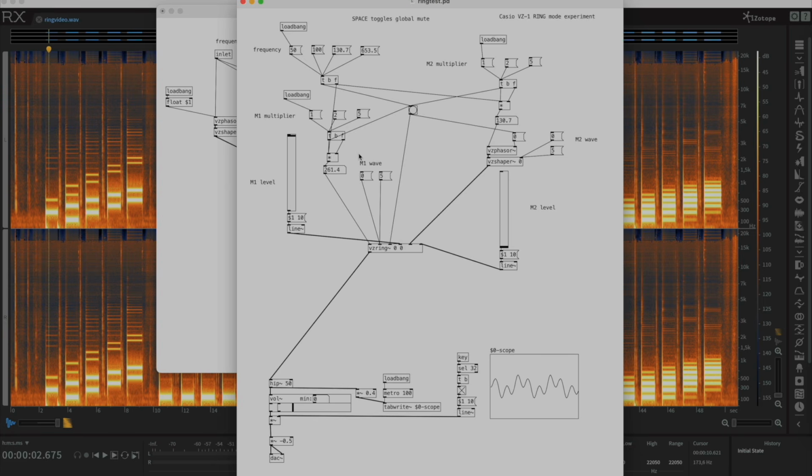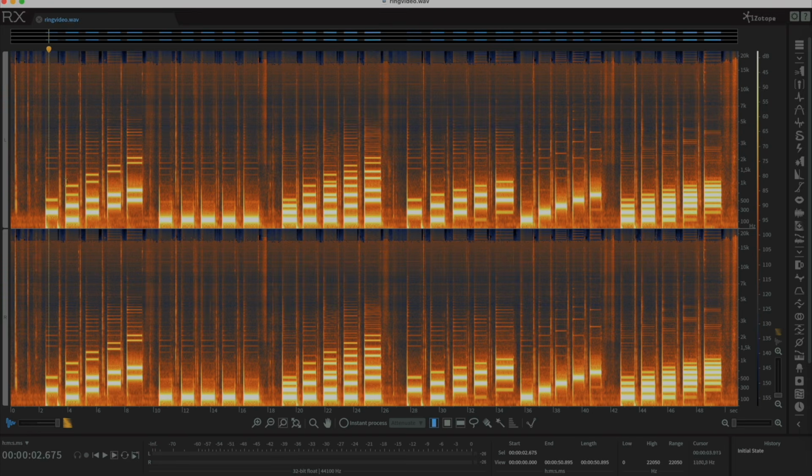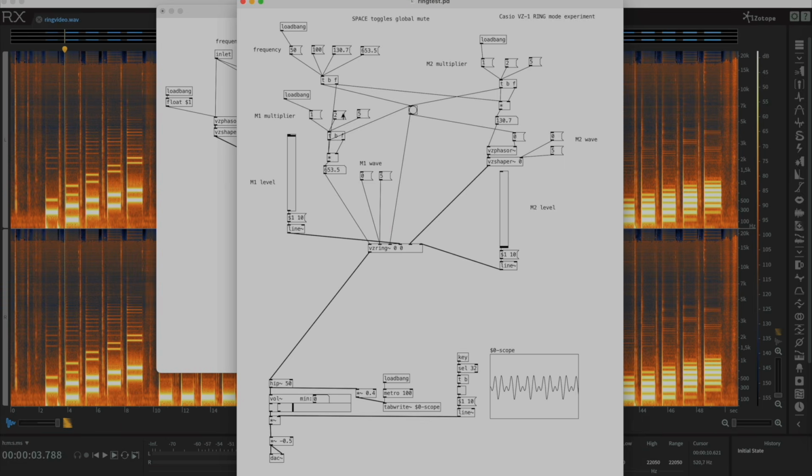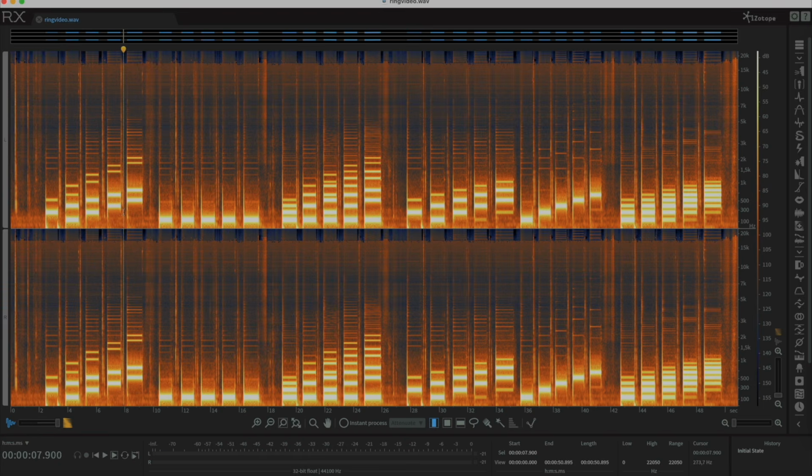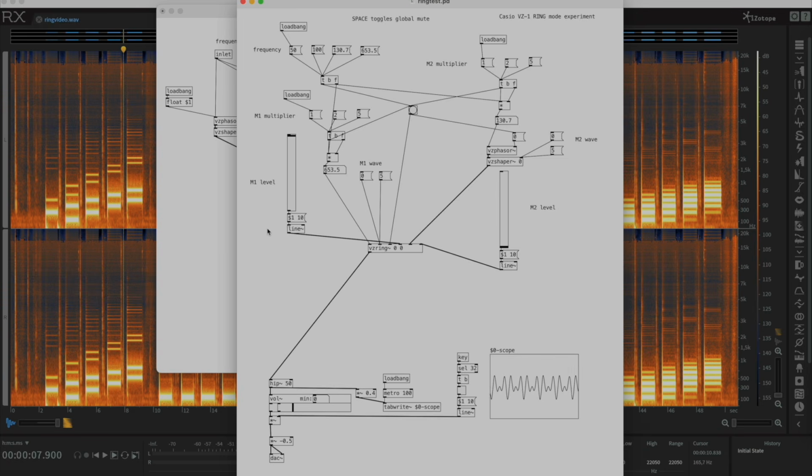Here's the second one. And I didn't put buttons in here for all 5, so this is the 5th one. I think that came pretty close.